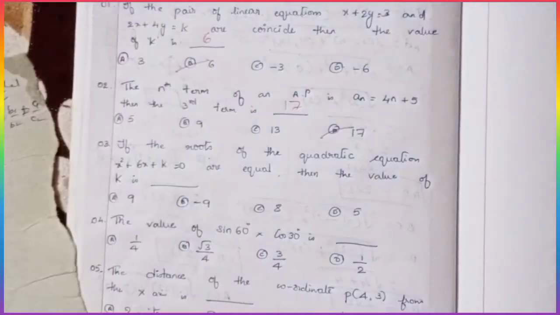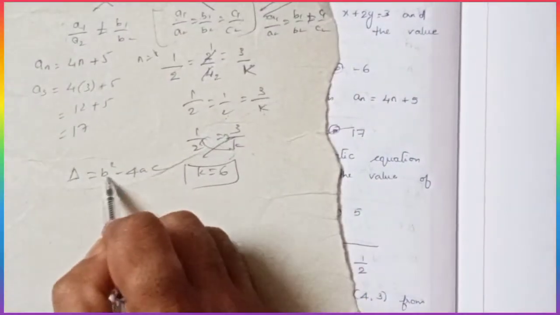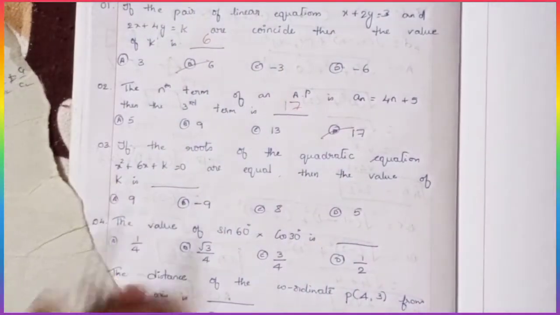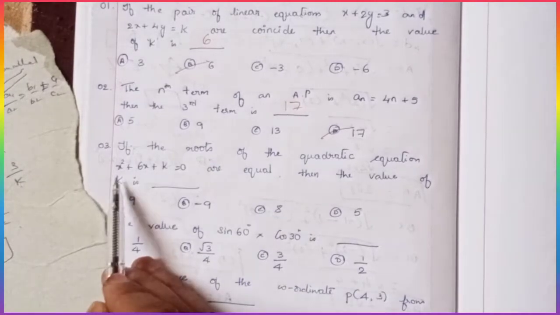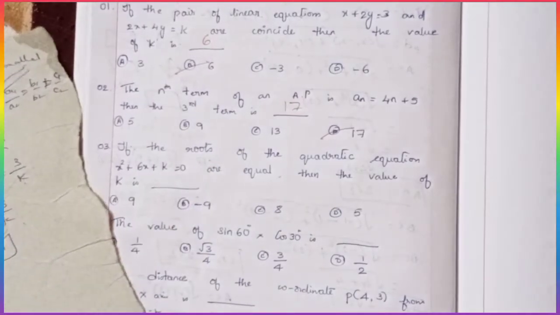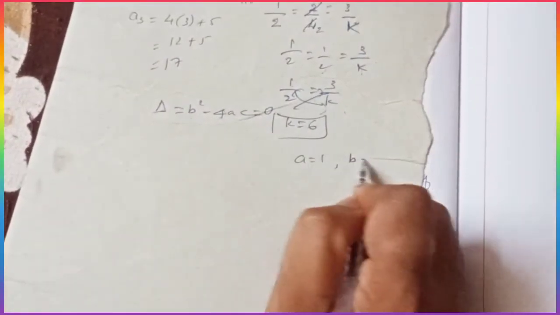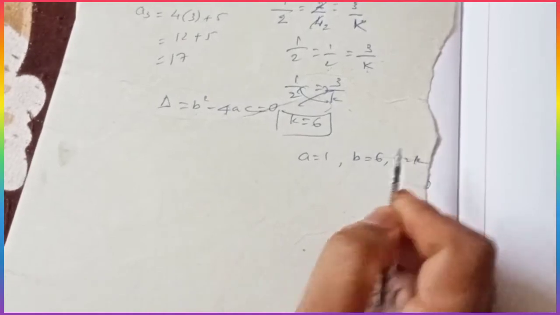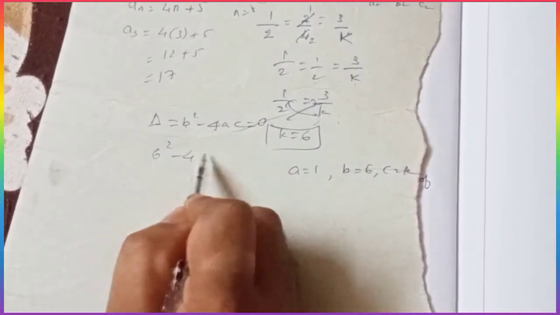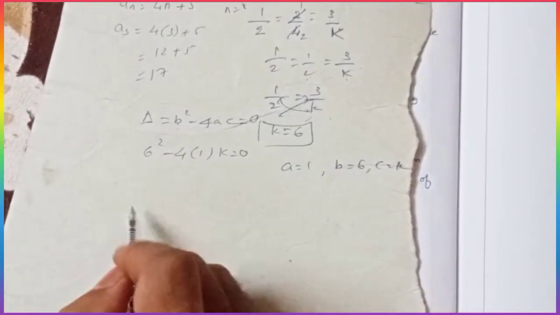So in this question, they are saying that the roots are equal, which means b square minus 4ac is equal to 0. Then we need to find the value of k here. Obviously a is the coefficient of x square, b is the coefficient of x, and c is the constant. So in the given question, a is 1, b is 6, and c is k. We substitute: b square, that is 6 square, minus 4 into a, which is 1, into k, is equal to 0, since the roots are equal.